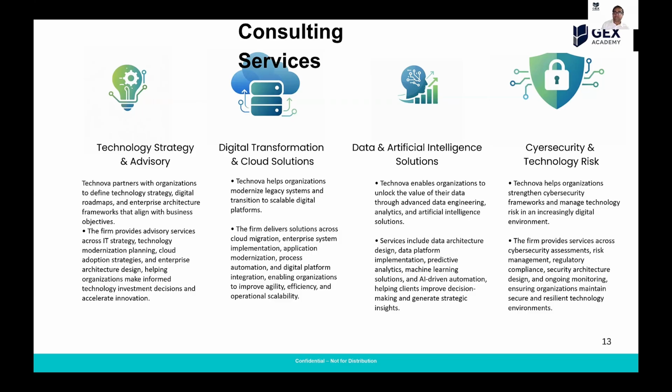And then the fourth service area here focuses on cybersecurity and technology risk, right? So as businesses become increasingly dependent on technology, cybersecurity continues to grow in importance. Organizations face constant threats related to data security, regulatory compliance, ransomware attacks, operational disruptions, right? So as a result, demand for cybersecurity assessments, security architecture design, risk management, and ongoing monitoring services, all of them, have increased substantially over time.